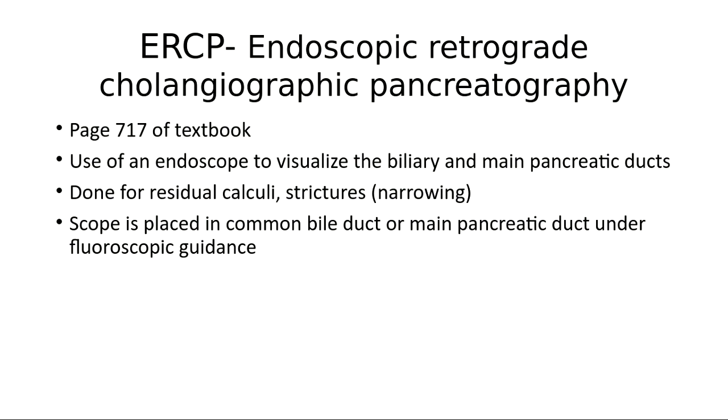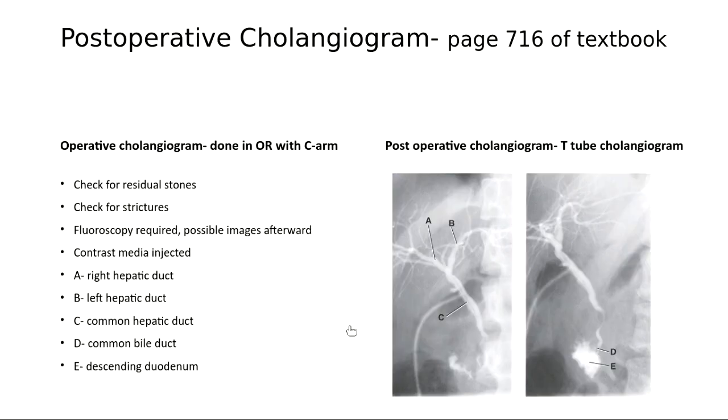And then on page 716, we have the postoperative cholangiogram. Okay, postoperative meaning after surgery. So first, what the patient typically has done is an operative cholangiogram, meaning in the OR with the C-arm, probably the patient has had their gallbladder removed. Okay, so they had a cholecystectomy. So they went in the OR, they had their gallbladder removed, and they start with an operative cholangiogram, meaning that when the patient's done having the gallbladder removed, if the surgeon is concerned about residual stones or strictures, then they'll use fluoro and they'll inject contrast media into the ducts.